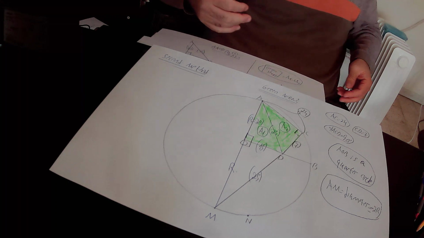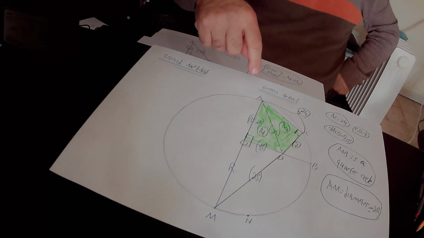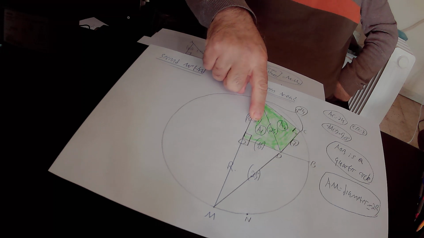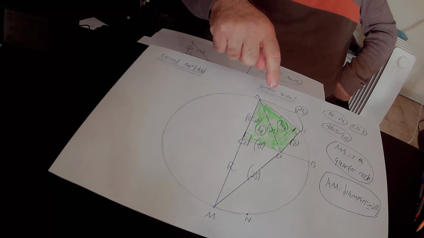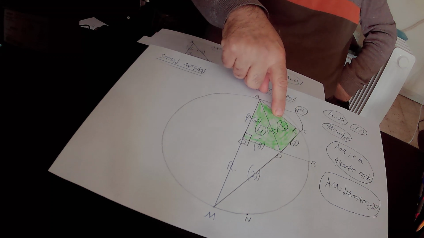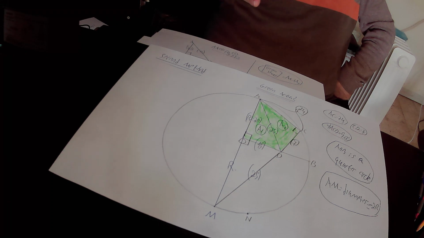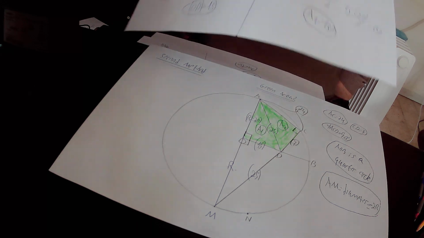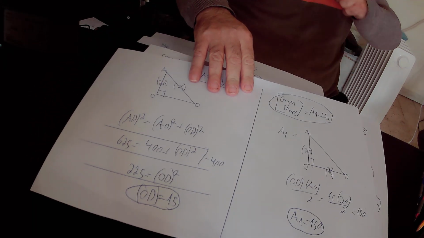What is the area of the green shape? The area of the green shape equals the area of the green right triangle AOD, which we define as A1, plus the area of the green right triangle ACD, which we define as A2. So it is obvious from the diagram that the area of the green shape equals A1 plus A2.